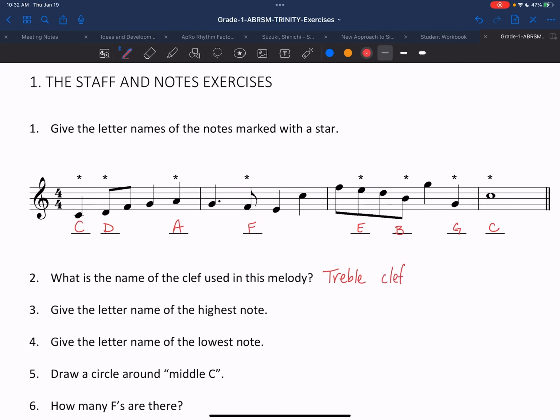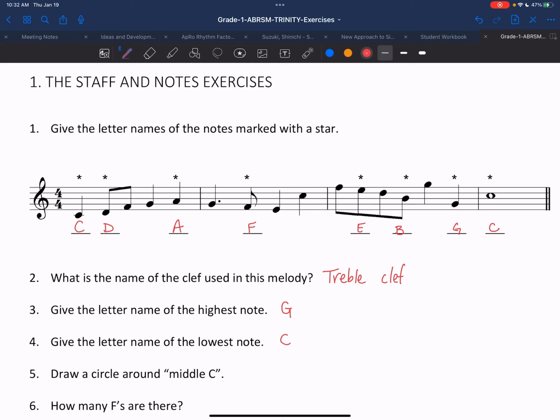Then the next one, give the letter name of the highest note. We'll look through and we can find the highest pitch being here at the top of the staff, and we know that that is the note G. So we write G. Then it says give the letter name of the lowest note. Again, we look through our score and we find that our lowest pitch is here at the very beginning. That one is the note C.